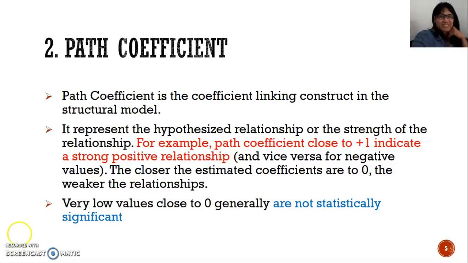Procedure number 2 is the path coefficient. A path coefficient is the coefficient linking constructs in the structural model. It represents the hypothesized relationship and the strength of the relationship. For example, a path coefficient close to +1 indicates a strong positive relationship, and vice versa for negative values. The closer the estimated coefficients are to 0, the weaker the relationship. So very low values close to 0 generally are not statistically significant.